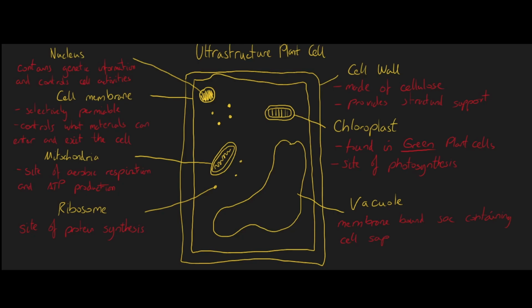Now, these structures, like the animal cell, you should be able to redraw from memory, including their functions. If you are capable of that, then you are well on your way to achieving National 5 biology. We'll be moving on to the next cells.